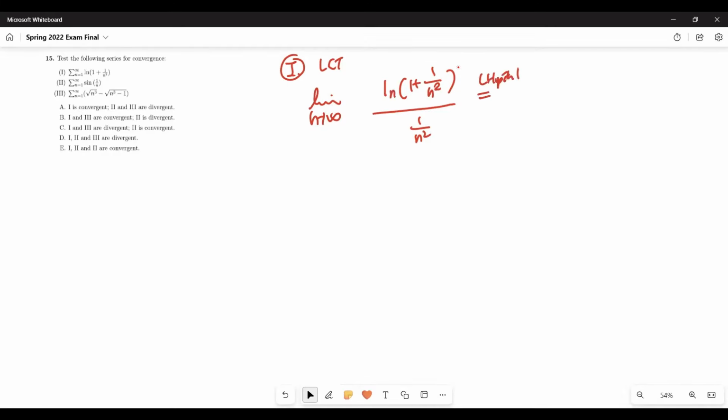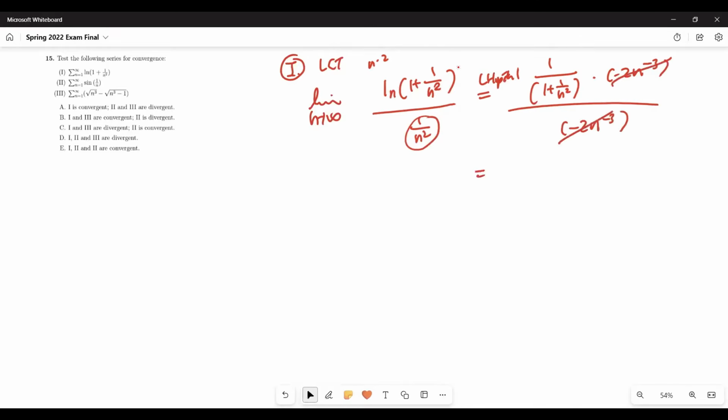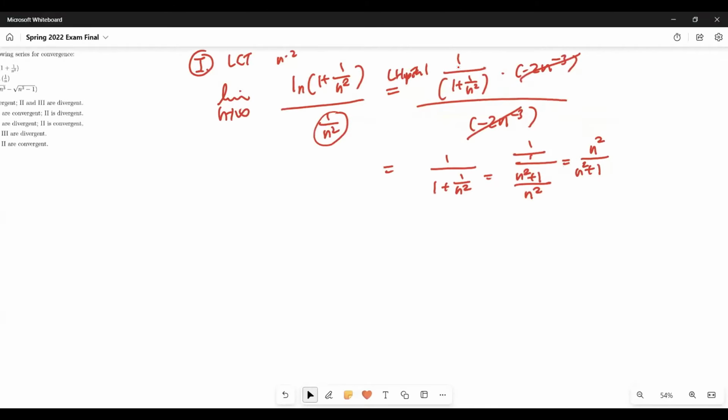So let's do that. So 1 over 1 plus 1 over n squared times the derivative of 1 over n squared, which is negative 2n to the minus 3, over the derivative of 1 over n squared, which is also negative 2n to the minus 3, which cancels out. So this just becomes 1 over 1 plus 1 over n squared, which is n squared over n squared plus 1, which is going to be equal to 1.